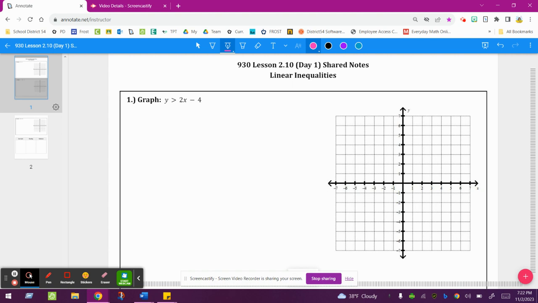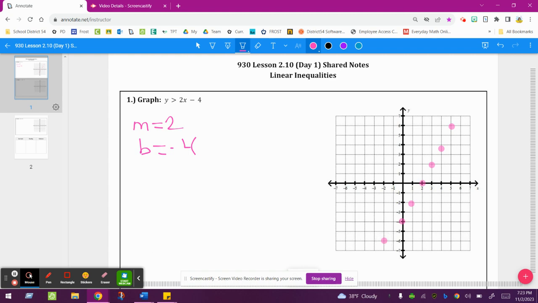And so I'm going to identify my slope and my y-intercept. I know that my slope is going to be that 2, and my y-intercept, that b, is going to be negative 4. Okay. All right, so I'm going to start plotting my points. I know that negative 4 is my y-intercept, and then I'm going to be going up 2 over 1. I'm going to keep that up.